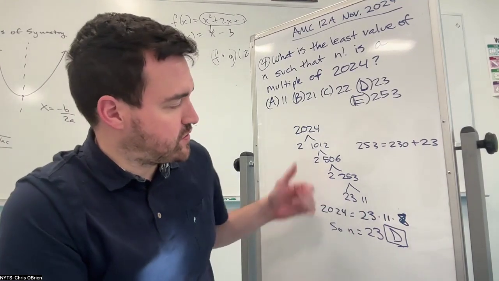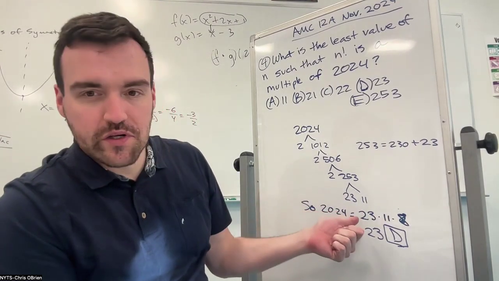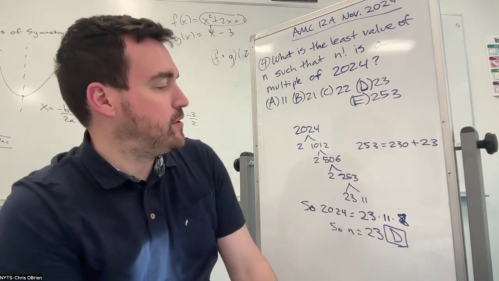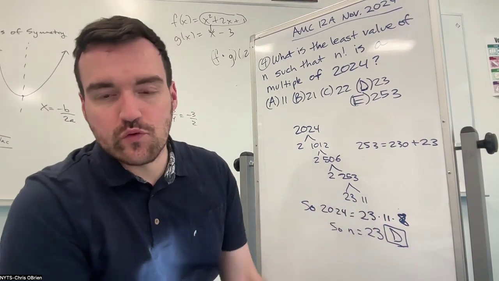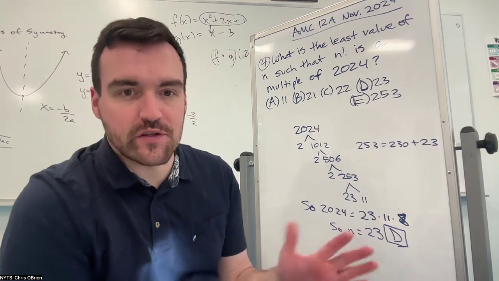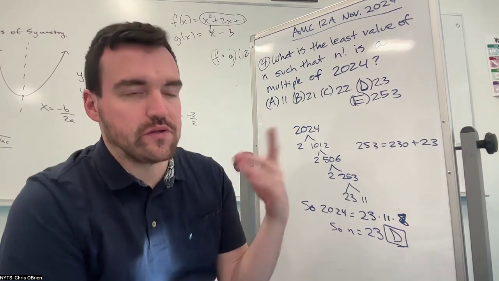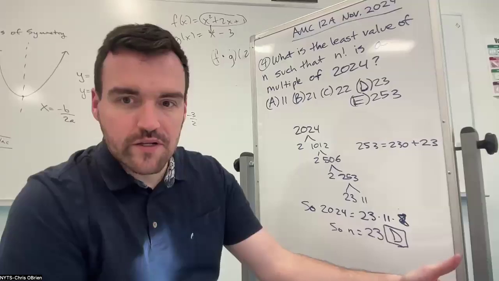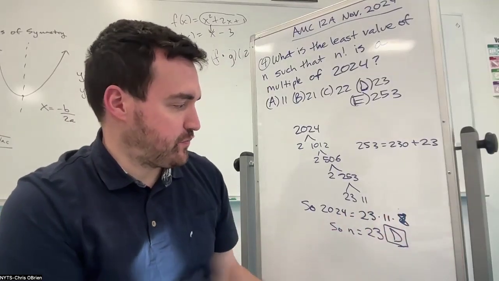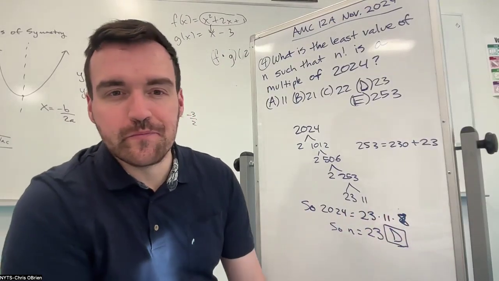So that means that 2024 can be written as 23 times 11 times 8, which should be contained within 23 factorial. Because 23 factorial would be 23 times 22 times 21, dot, dot, dot, down to 3, 2, 1, which will contain 11 and 8. So n would be 23, D.